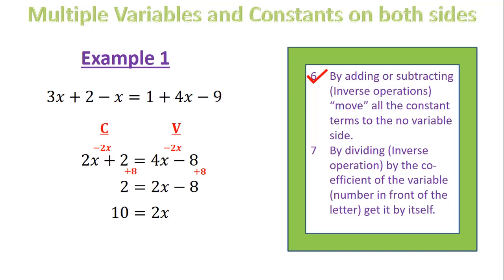Step 7. By dividing by the coefficient of the variable, get it by itself. In other words, what is in front of my x? And there's a 2 in front of my x. And so I divide both sides by 2. 10 divided by 2 is 5, and that equals 2x divided by 2 is x. And so now I've finished step 7, and that means my equation is solved. 5 equals x, or x equals 5.